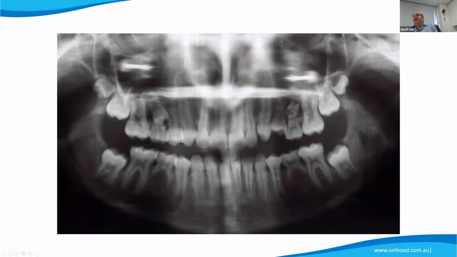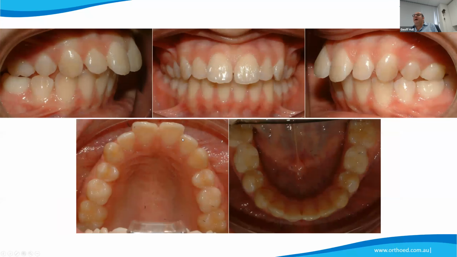So in the upper arch, how are we going to correct the overjet? How are we going to correct the overjet?